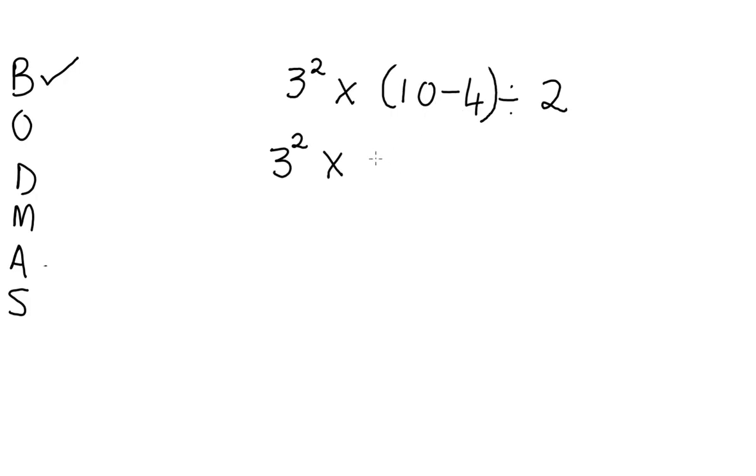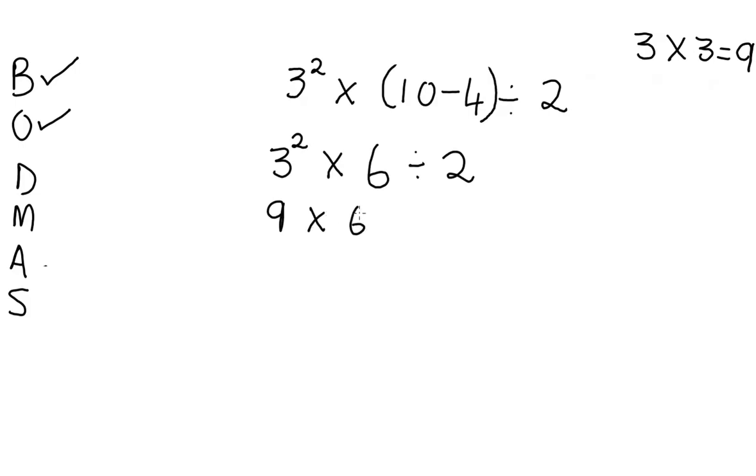So 10 minus 4 will give us a total of 6 divided by 2. All right. Now that we've solved our bracket, move on to order. Do we have our indices or square root? Yes, we do have an exponent here. So we need to solve 3 to the power of 2. And 3 to the power of 2 in standard form is 3 multiplied by 3. And that will give us a total of 9. 3 times 3 is equal to 9. Write that down. Multiplied by 6 divided by 2.